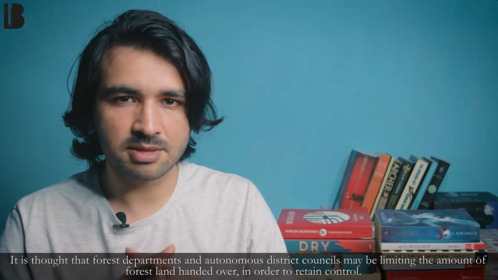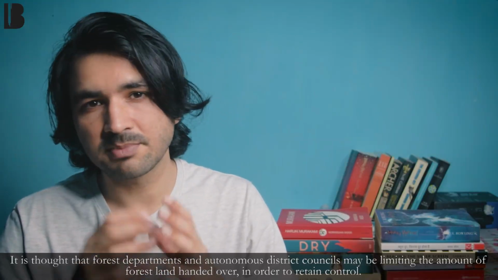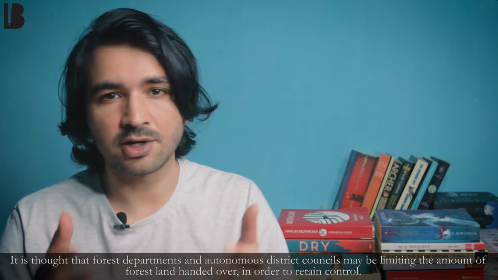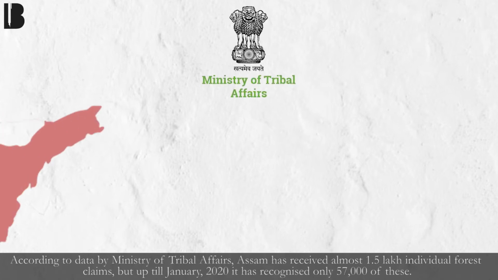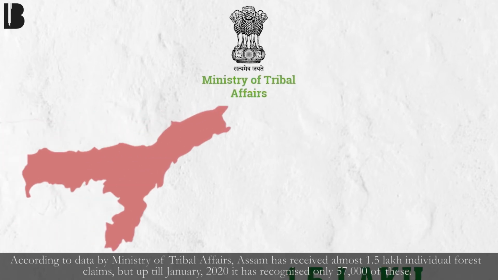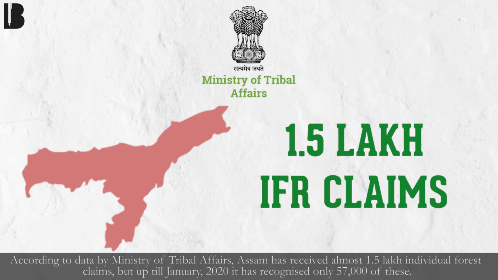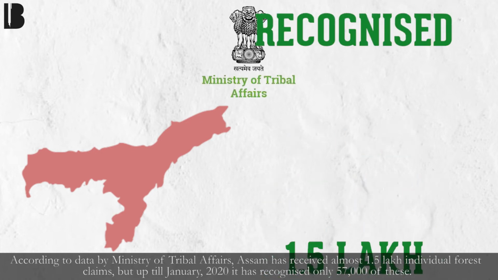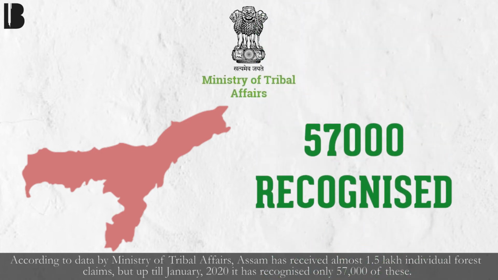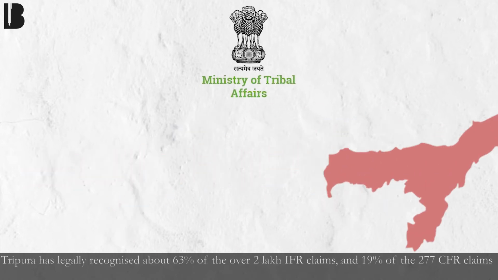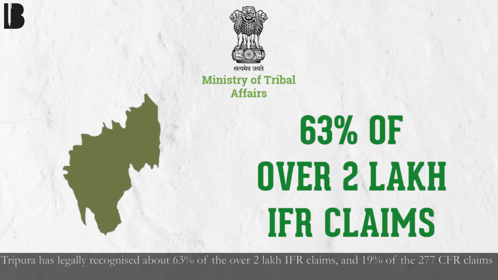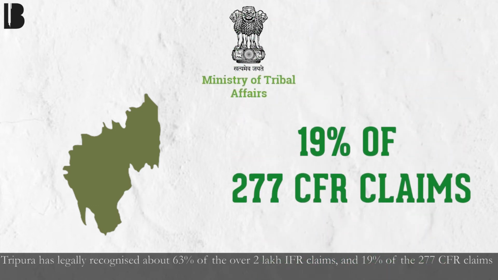It is thought that forest departments and autonomous district councils may be limiting the amount of forest land handed over in order to retain control. According to data by the Ministry of Tribal Affairs, Assam has received almost 1.5 lakh individual forest claims, but up till January 2020, it had recognized only 57,000 of these. Of about 6,000 community forest rights claims received, Assam has only recognized about 1,000. Tripura has legally recognized about 63% of over 2 lakh IFR claims and 19% of the 277 CFR claims.